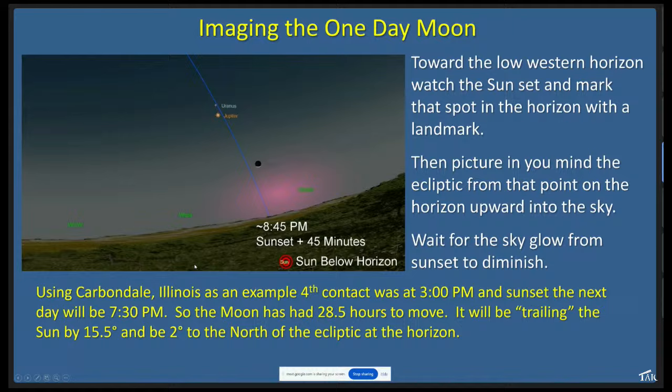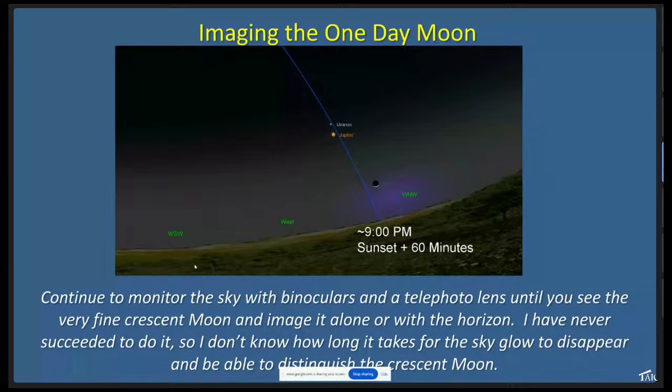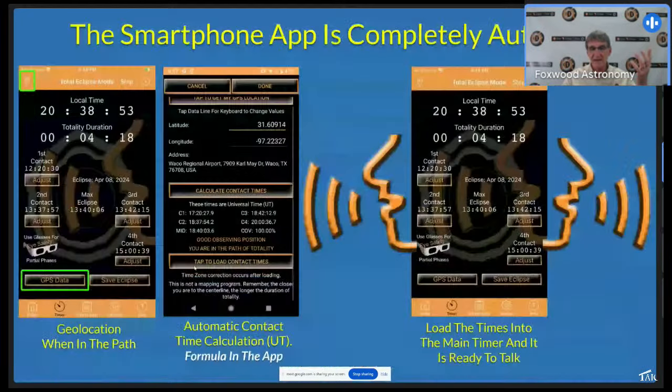So the goal is to know where the sun set, wait for the sky glow to decrease so you can pick up the first glimpse of the fine crescent of the first day moon. You can try to pick it up with binoculars or with a telephoto lens and try to image the very fine crescent alone or with the horizon. I've never succeeded to do it, so I don't know how long it takes for the sky glow to disappear to be able to distinguish the crescent moon. But I'm staying in Texas an extra day after the eclipse, and I already have a site pre-planned on this mountain with basically a 0 degree horizon to the west to try to image the first day moon.